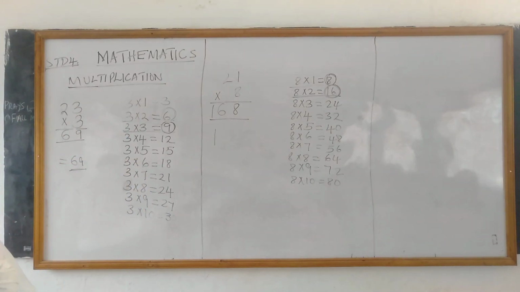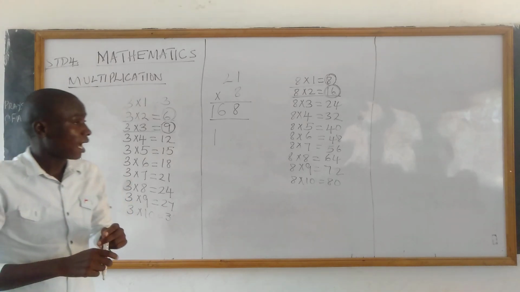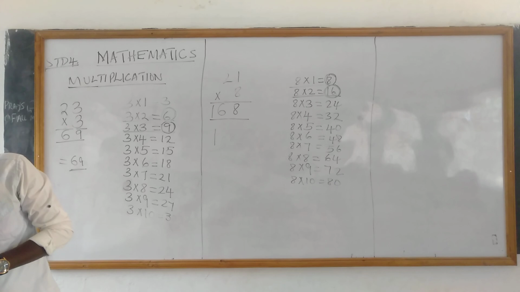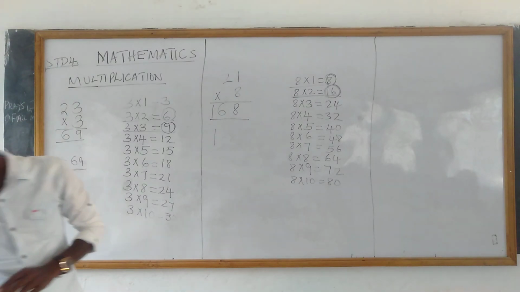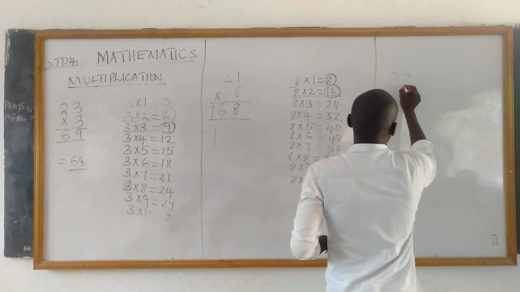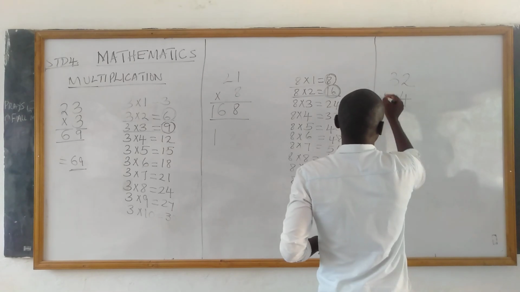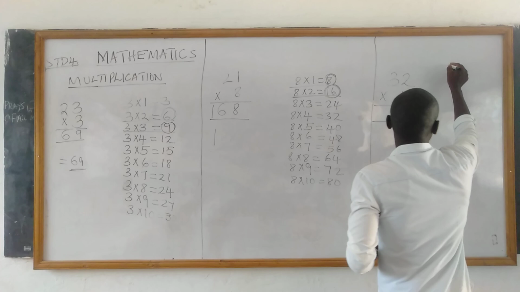Next example, the third one. Still on the same, a 2-digit number multiplied by a 1-digit number without regrouping. We do have 32 multiplied by 4. Form a table of 4.